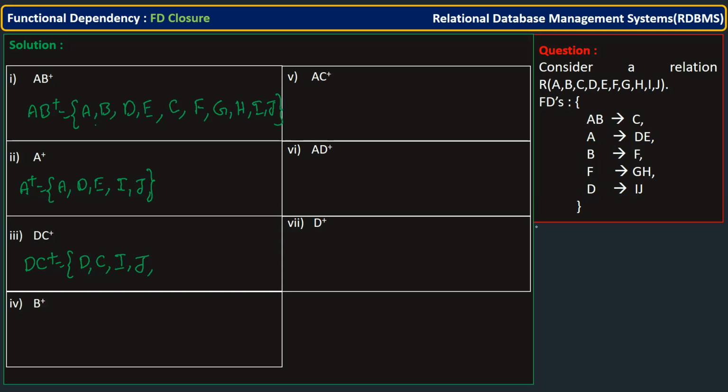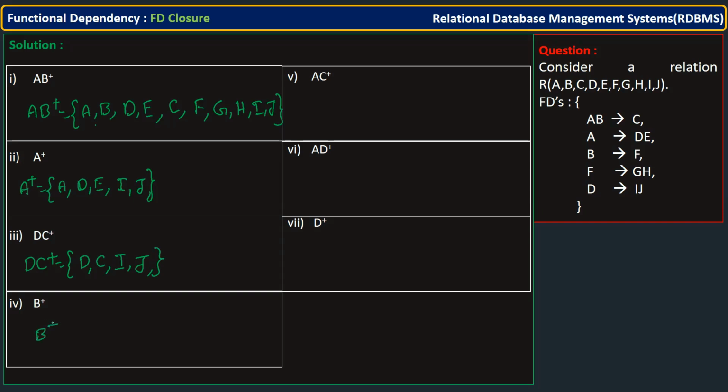Now what we will do, again go back to the first FD onwards. Now AB is there? No. A is there? No. B is there in the set? No. F is there? No. D already. See, after one iteration, nothing is added to this closure. That means this is the final set for DC closure. That is a very simple thing.